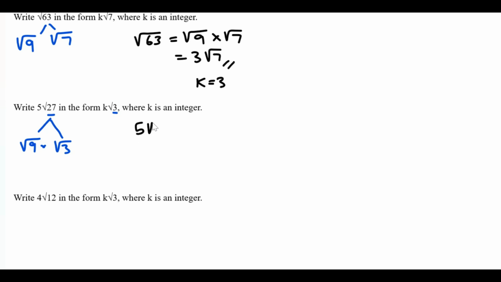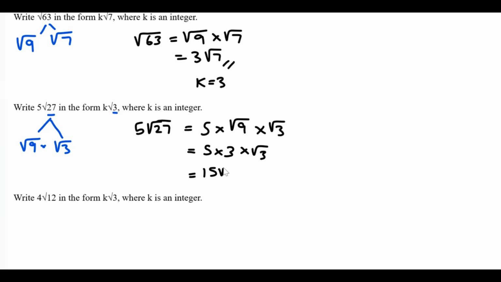So showing our working out, we're going to rewrite 5 root 27, which is the same as 5 multiplied by root 9 multiplied by root 3. So if we simplify this, we get 5 multiplied by 3 multiplied by root 3, and just collecting the like terms, we get 15 root 3, which is our final answer. So in this question, k equals 15.